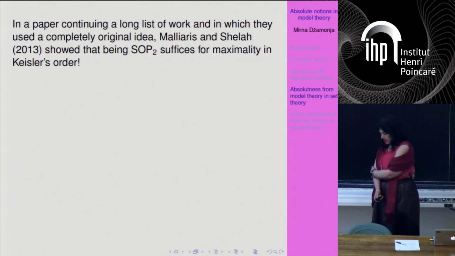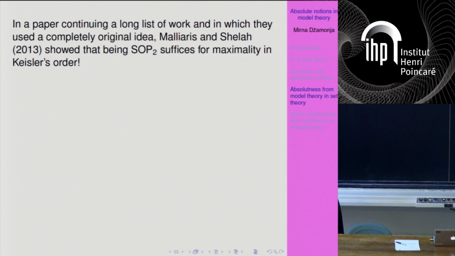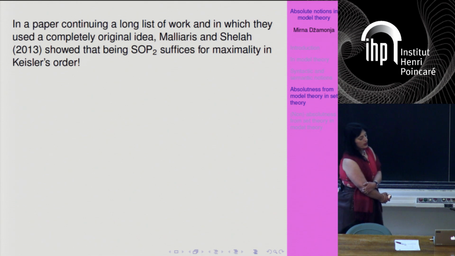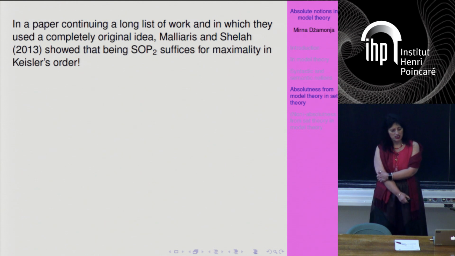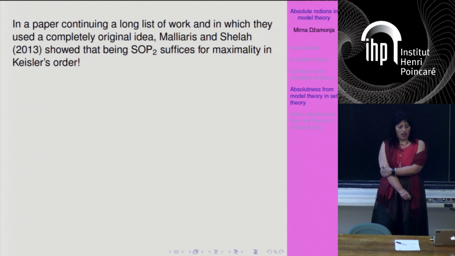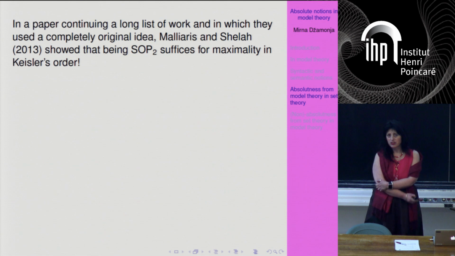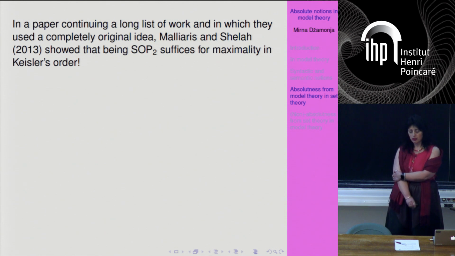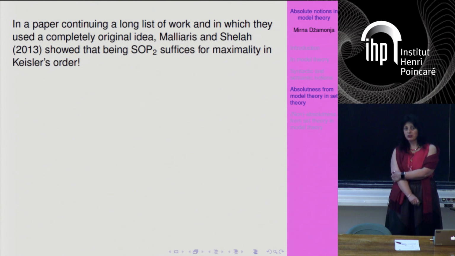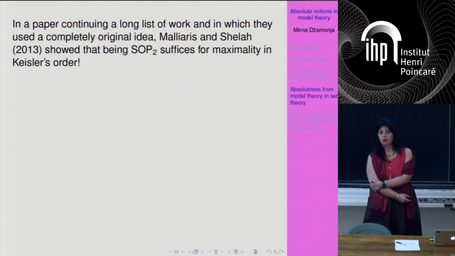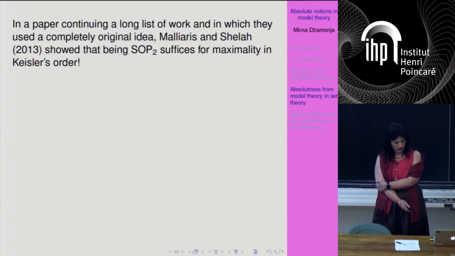Now, in the paper that I mentioned just before, by Malliaris and Shelah in 2013, they had a completely original idea. They continued a long list of people who tried to solve this problem, but they actually solved it. And they showed that being SOP2 actually suffices for maximality in Keisler's order.